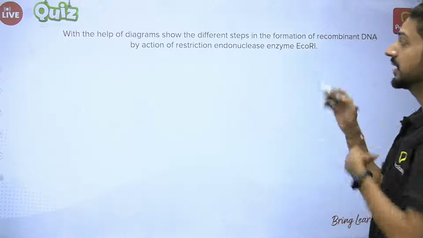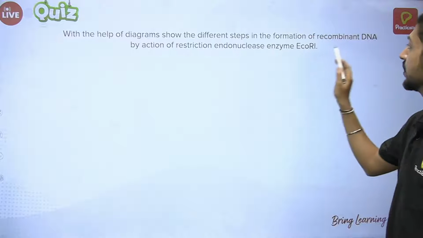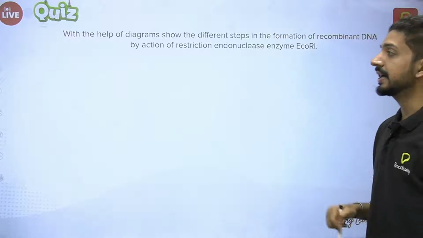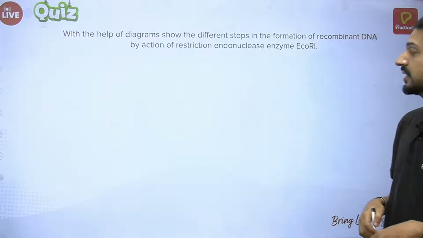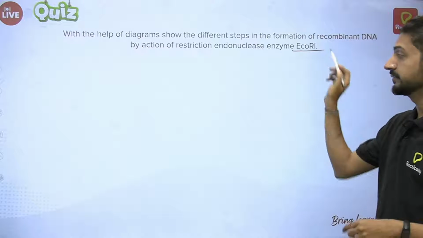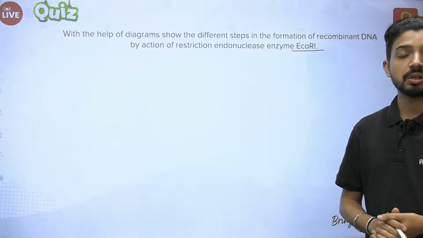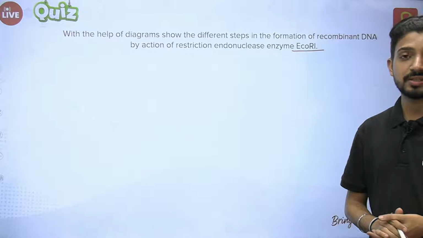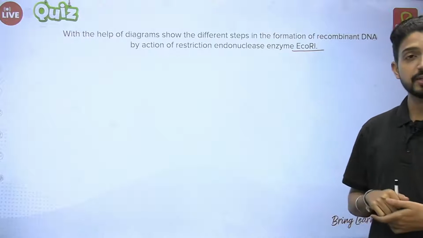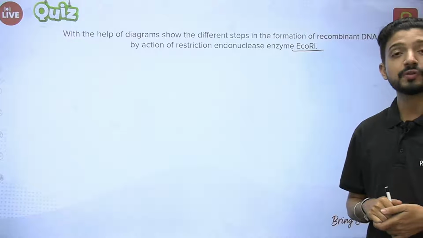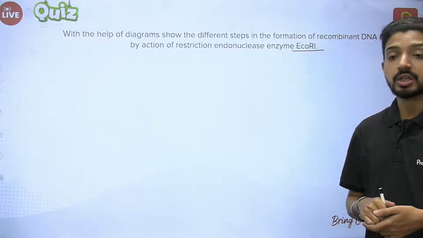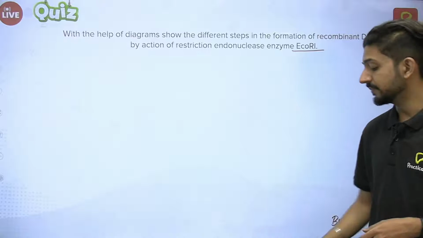With the help of diagrams, show the different steps in formation of recombinant DNA by action of restriction endonuclease enzyme EcoR1. As this chapter is biotechnology principles and processes, this question belongs to the topic of tools in recombinant DNA technology. So, let's see how to answer this question step by step.